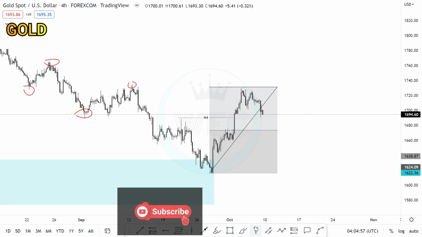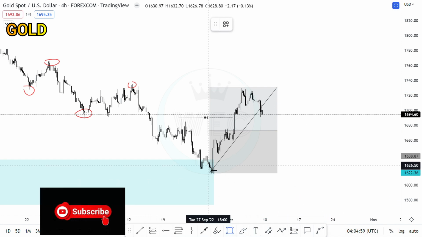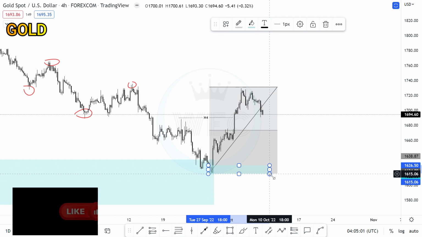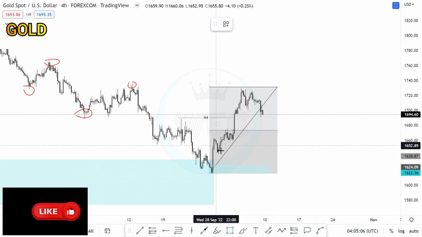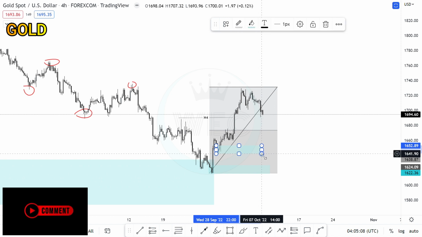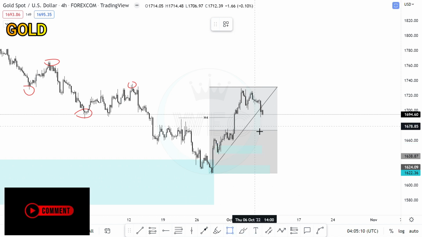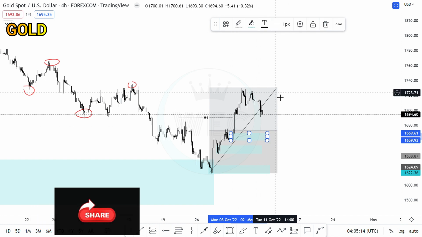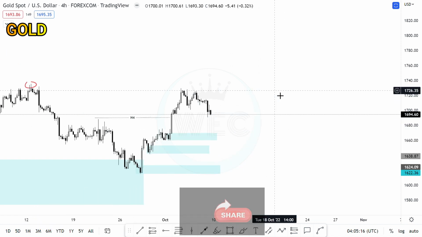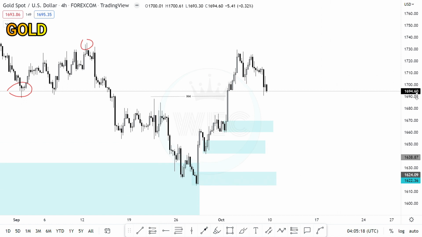Okay, so where are the points of interest? The first one is right in here, which is my origin demand or my origin point of interest. The second one is right in here, also as demand. And the last one is right in here. Okay, so I have 3 points of interest to watch on gold on the H4 time frame.